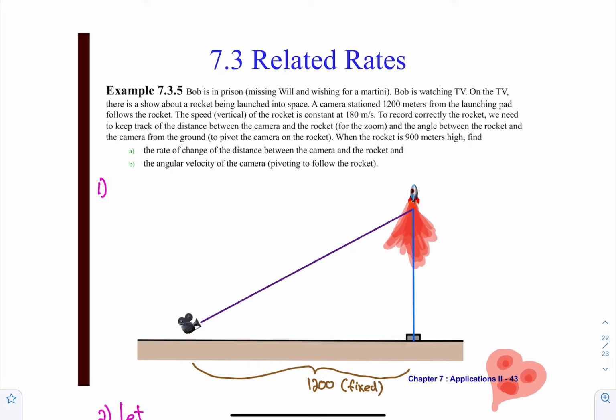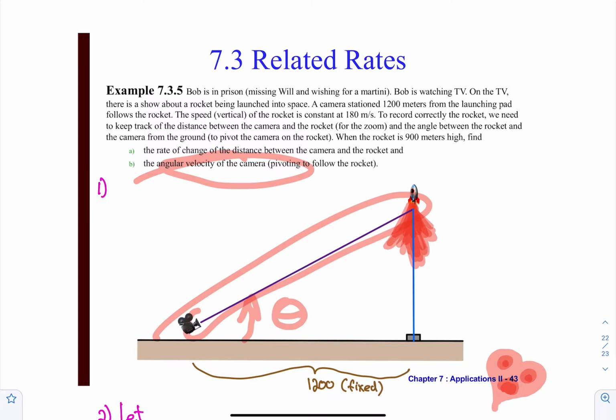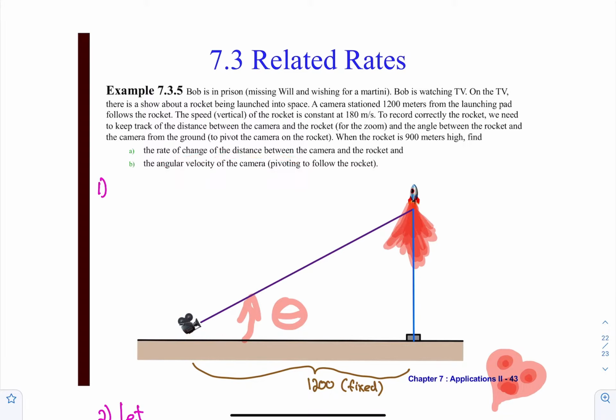So two questions in this problem. It's really the last two examples here. First, the rate of change of the distance between the camera and the rocket, again for the zoom. And then for part B, we'll find the angular velocity, or the rate of change of the angle theta of the camera in order for the camera to be looking at the rocket. If it's not turning, it's not going to be very fun.